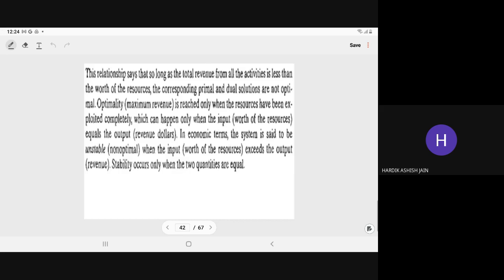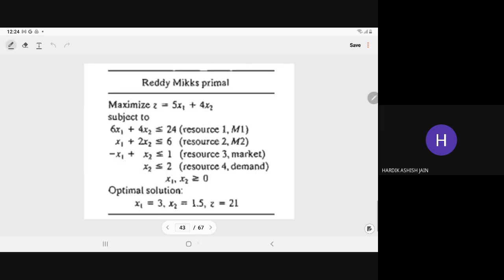Economic interpretation. Let us understand this by an example. This is a well-known, ready-made problem. Maximize Z equal to 5x1 plus 4x2 subject to 6x1 plus 4x2 less than or equal to 24. Here we have the exterior paint, material M1. Here we have material M2. So these are the resources, and this is the market limit. This is the demand limit.